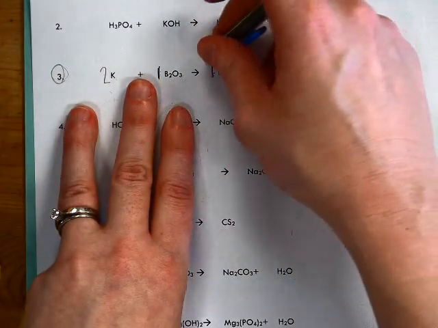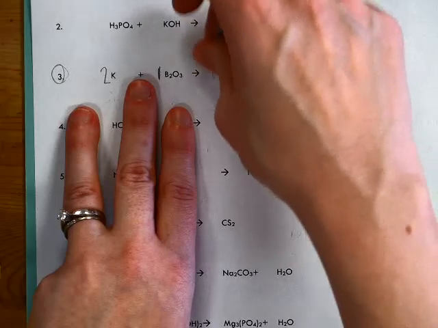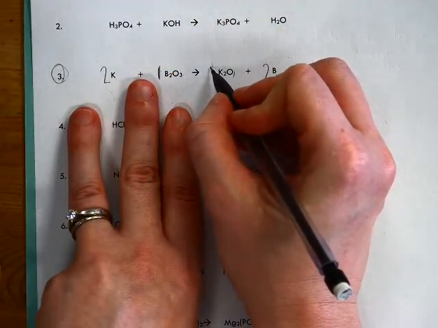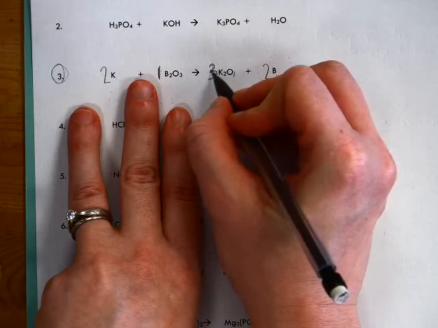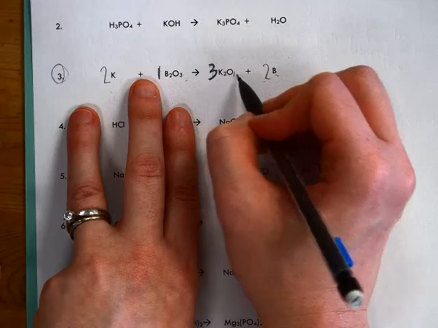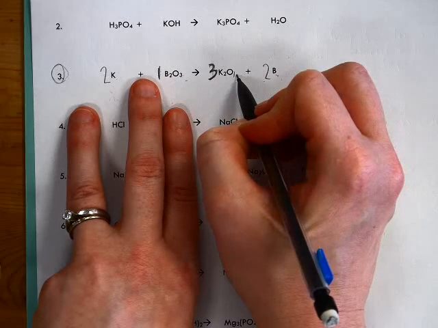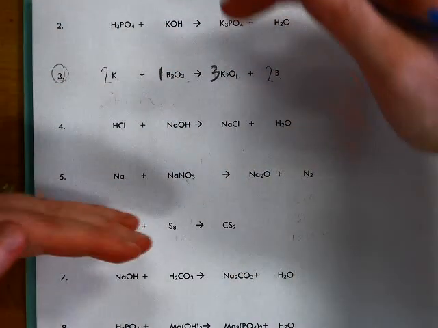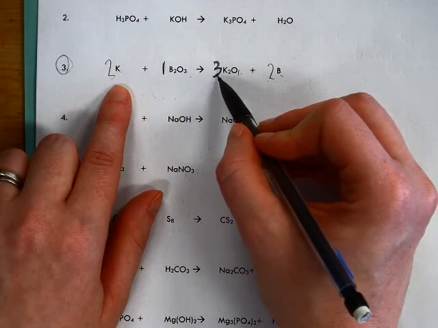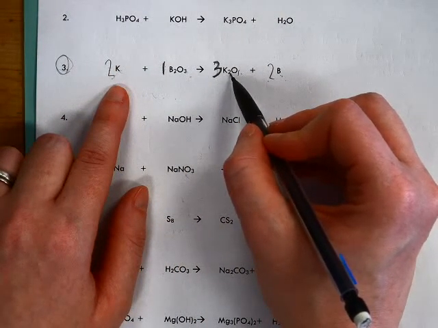Remember I said get ready to erase, so I'm going to have to change this one to balance out the oxygens. And in order to change that, I'm going to have to put a 3 out in front. And so now my oxygens are balanced. But what did I just unbalance? Remember we went like this. I have 2 Ks, and now I have 3 times 2, 6 Ks.